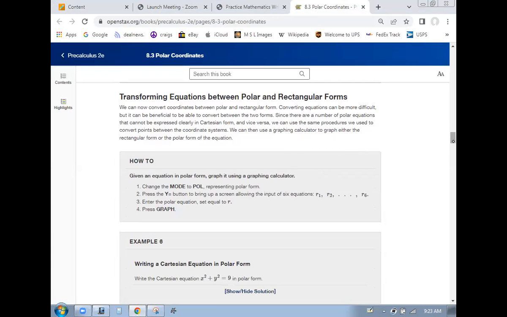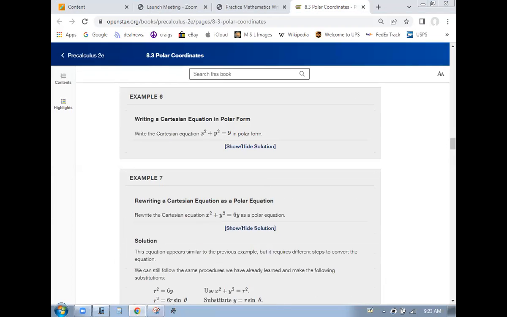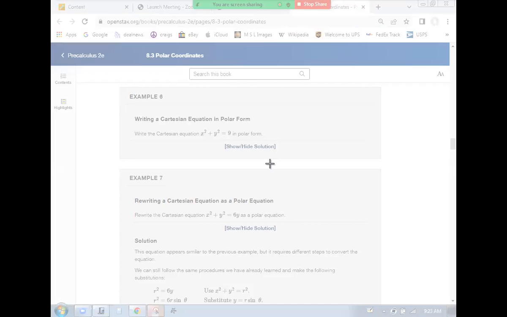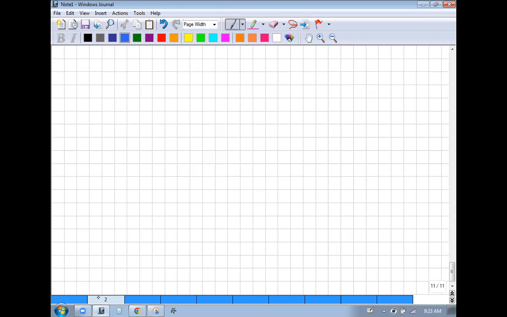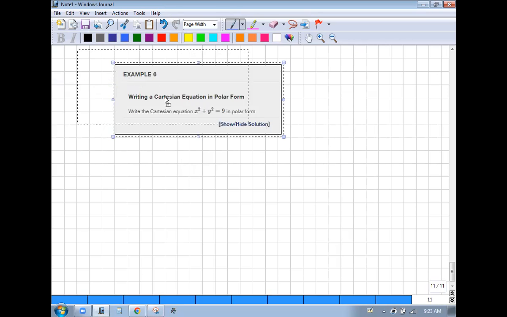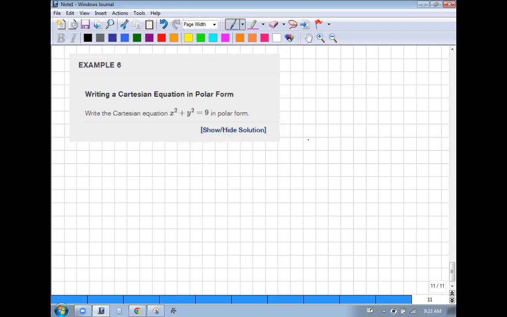Here's where it gets fun. Equations. Not just a point, right? Can't do much with a single point. We like equations, right? Now you look at this. I already told y'all that this is the same thing as a circle of radius 3. This is the same thing as r equals 3, right? x squared plus y squared equals 3 squared.